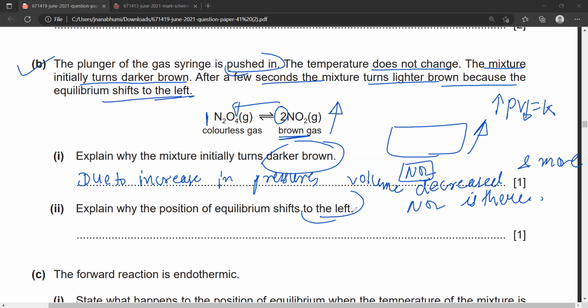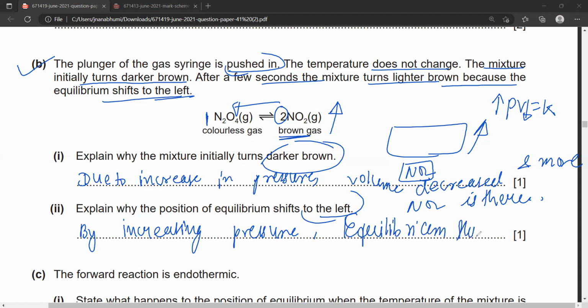Explain why the position shifts to the left. By increasing pressure, equilibrium shifts to the left hand side. So this is the reason.